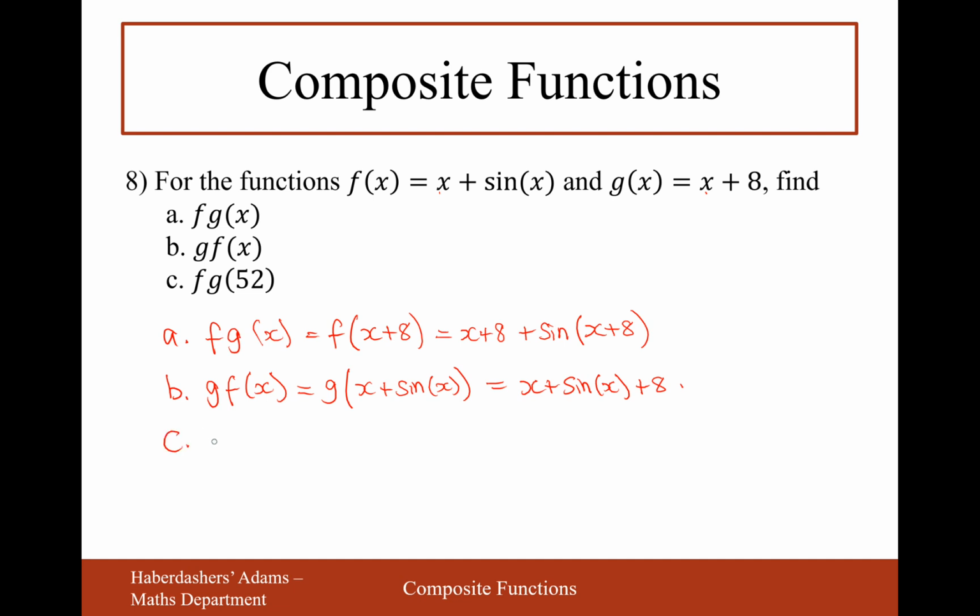And then moving on to part C, fg of 52. So I'll use part A as my template, just replacing x with the number 52. And I'll get 52 plus 8 plus sine of 52 plus 8, that's 60. So my answer is going to be sine 60. And then we all know sine 60 is root 3 over 2. And there we are, that's the answer to part C.